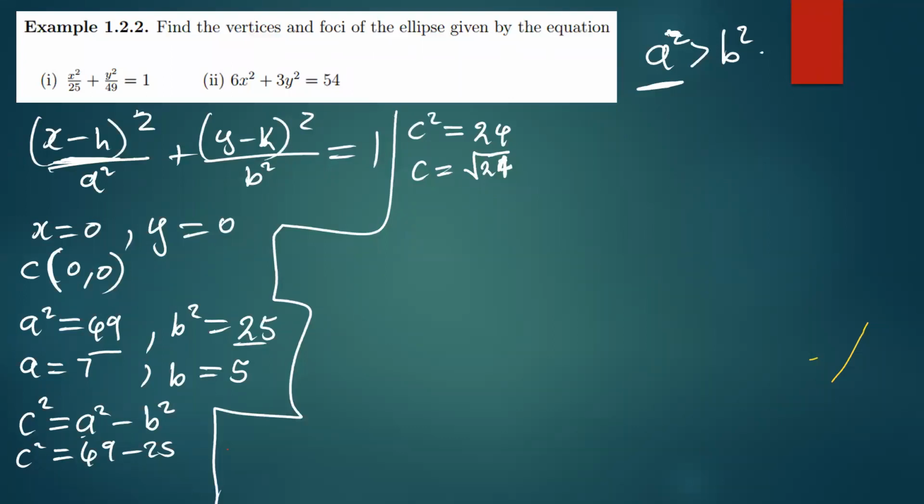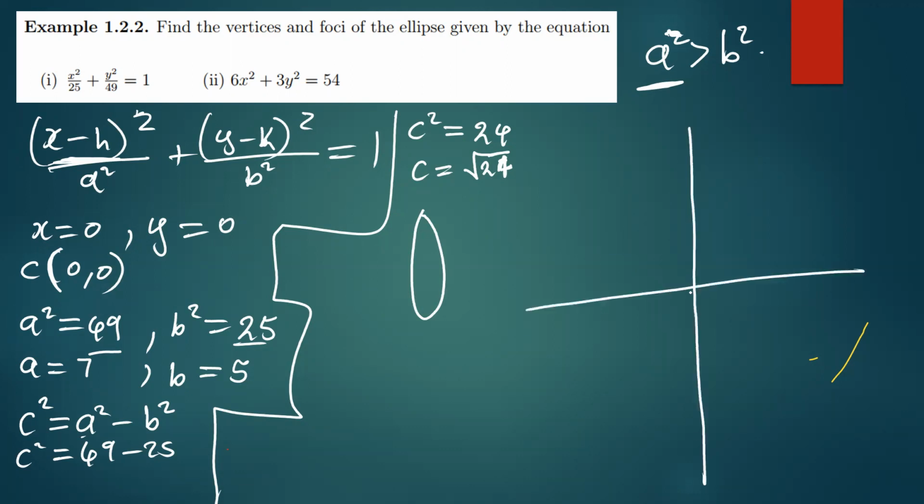So now let's check, is A under Y or X? When you check, the biggest number between 25 and 49 is 49, and it's under Y. And this tells us that this given conic section is directed along the Y-axis. So we expect it to be like this. So let's do the sketching. So this is our center. Our center is 0, 0. So we expect our center to be somewhere there.